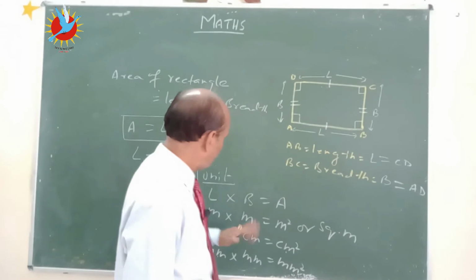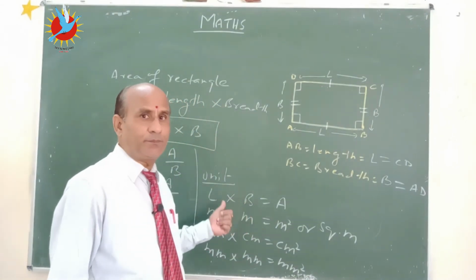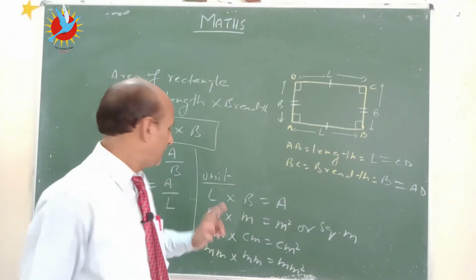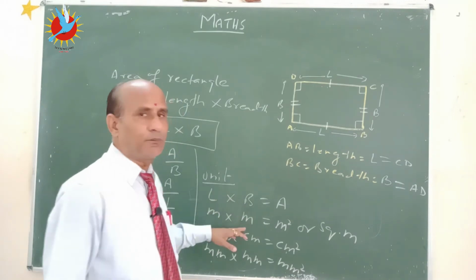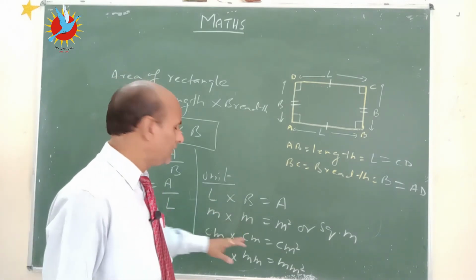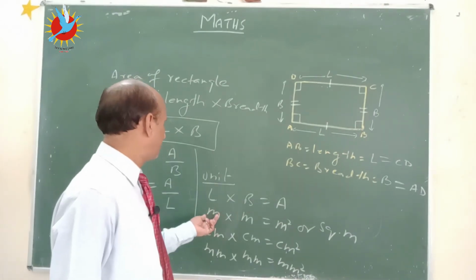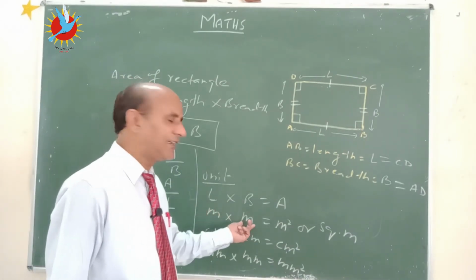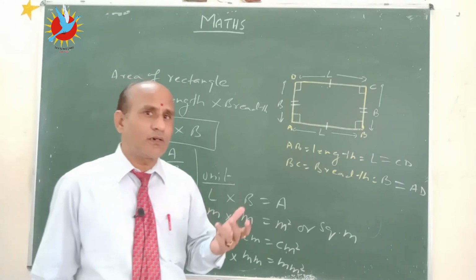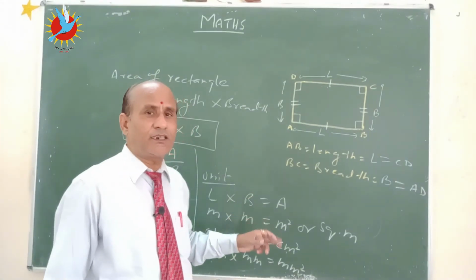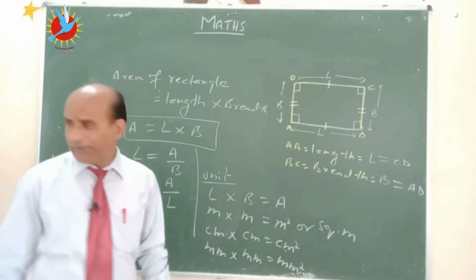So always remember that both the length and breadth must have the same unit. Either they both are in meters or in centimeters or in millimeters. If suppose one is given in meters and the other in centimeters, then you can convert either meters into centimeters or centimeters into meters.